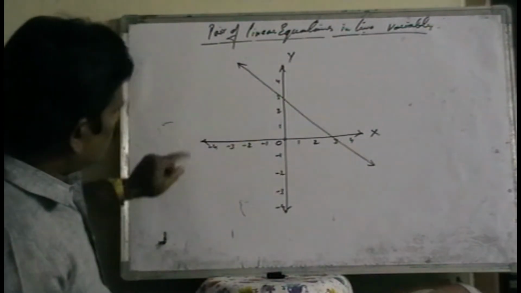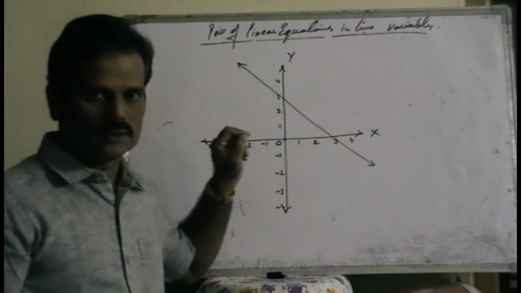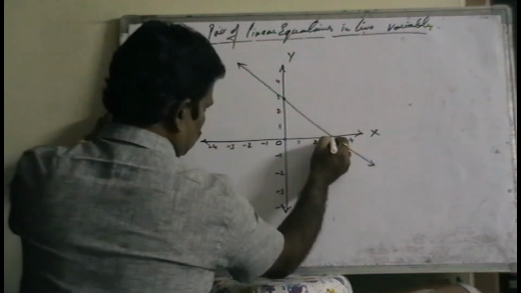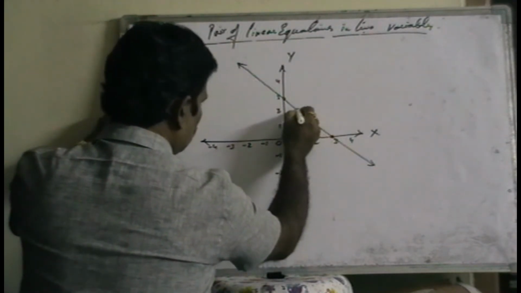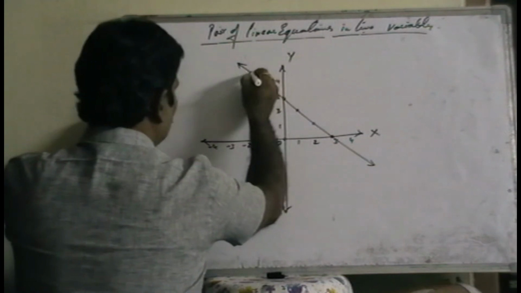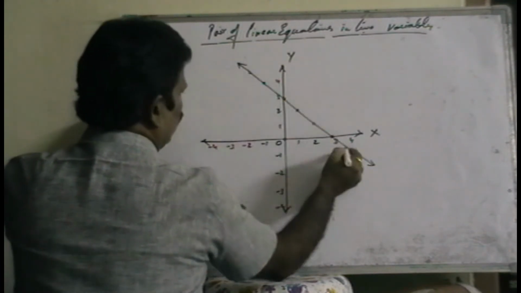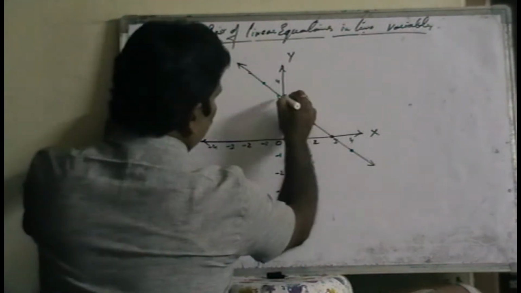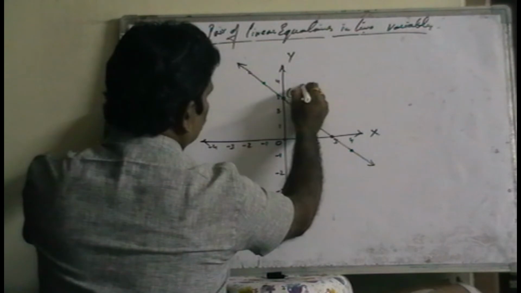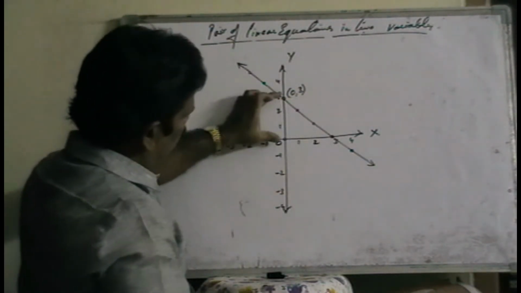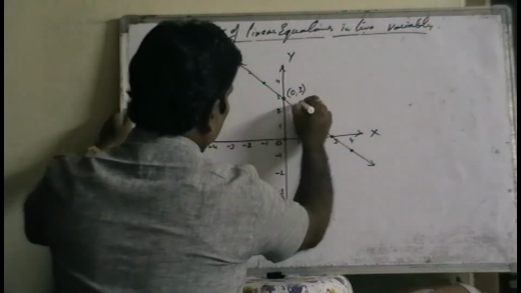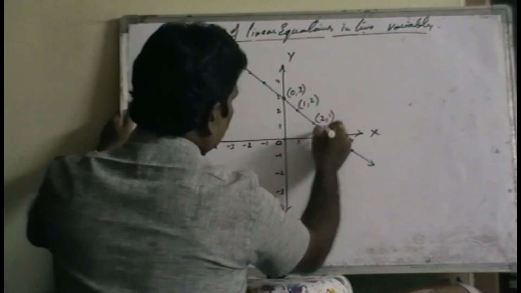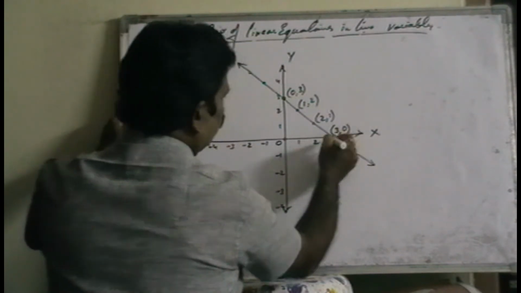Now, a line depends on the points. The line is passing through some points, and these are the points which lie on the line. Now observe those points. It is the point 0 comma 3, x intercept 0, y intercept 3. It is the point 1 comma 2. It is the point 2 comma 1. It is the point 3 comma 0.